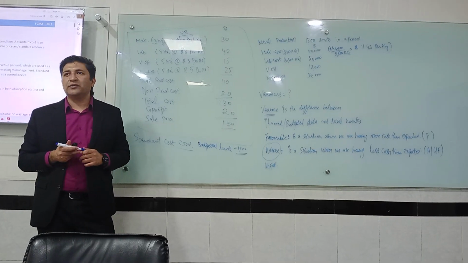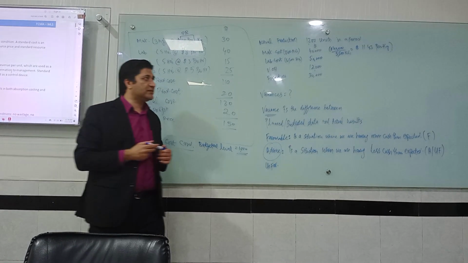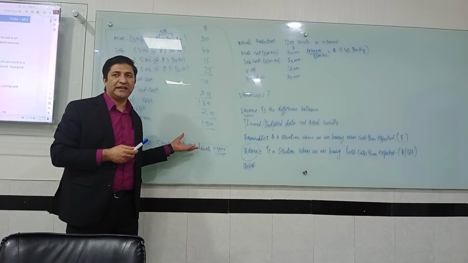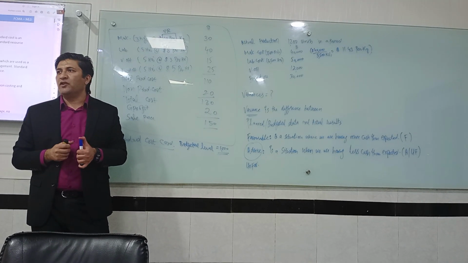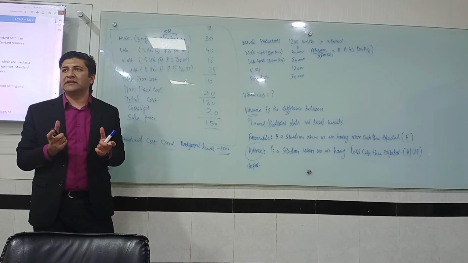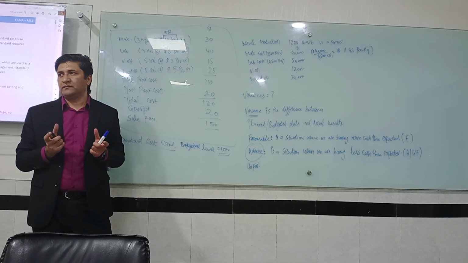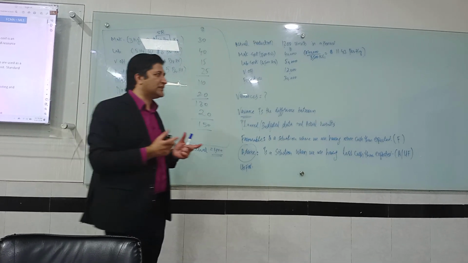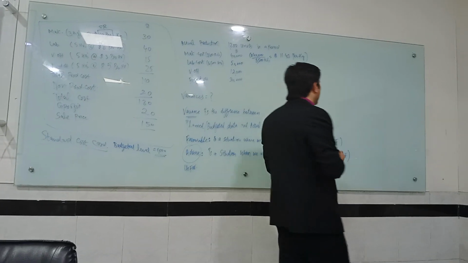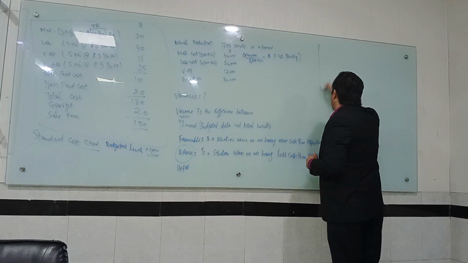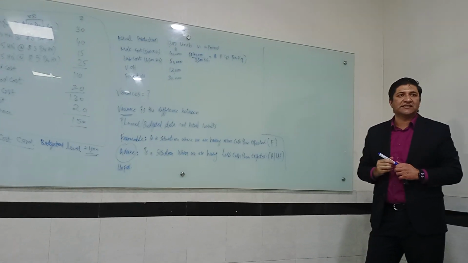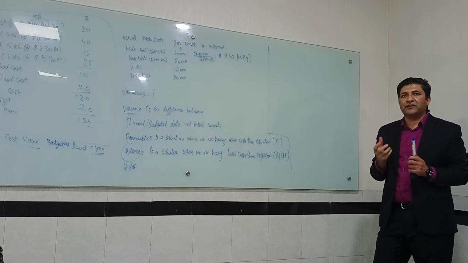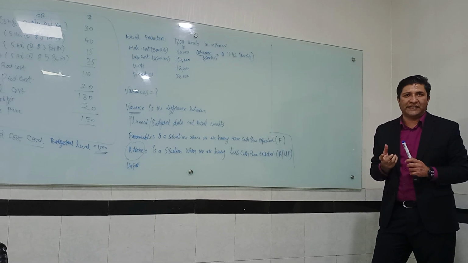Now, how to calculate variance? The next thing is how to calculate a variance. In order to calculate a variance, we must compare the figures like with like. We must compare the figures like with like. For example, let's have a look on the calculation of the material variances. That is how we will be calculating a material variance.